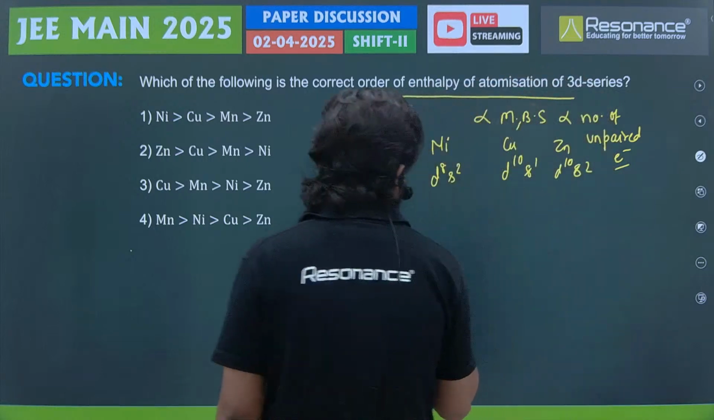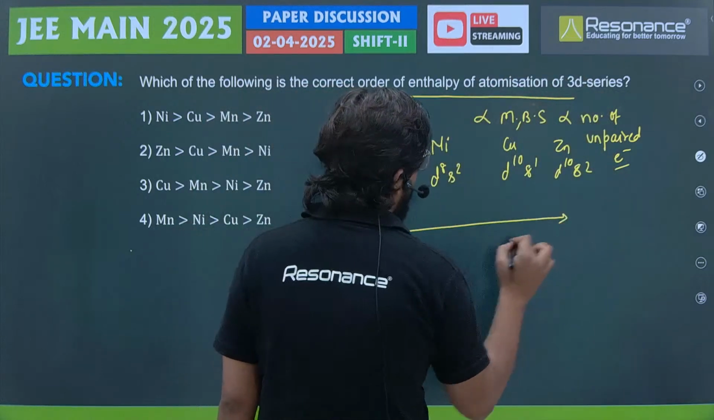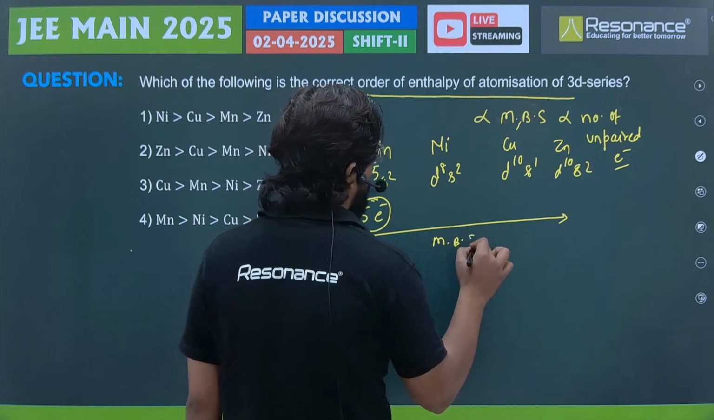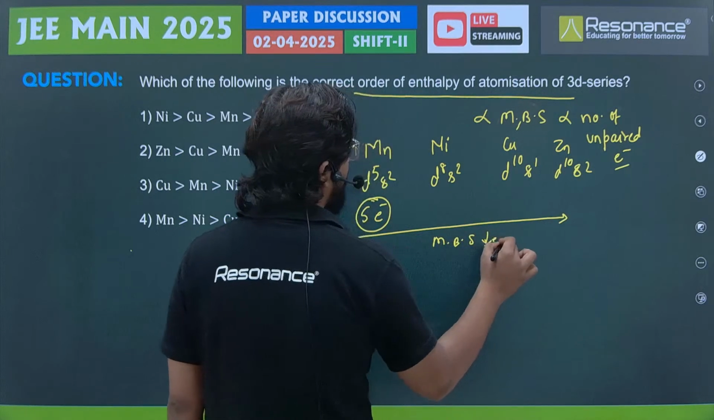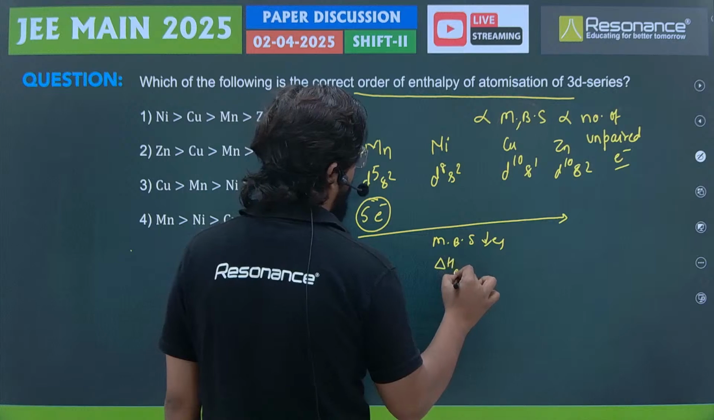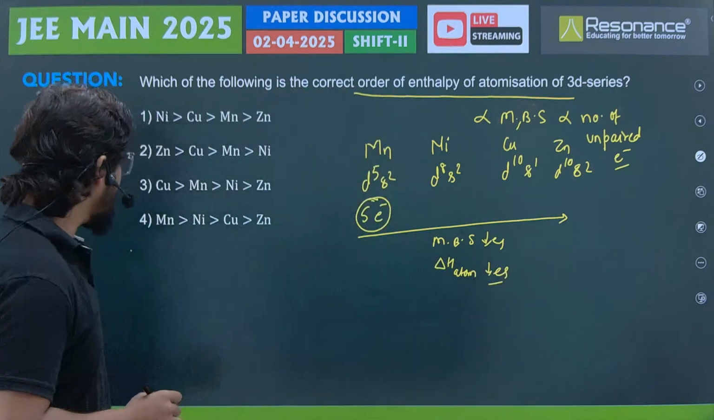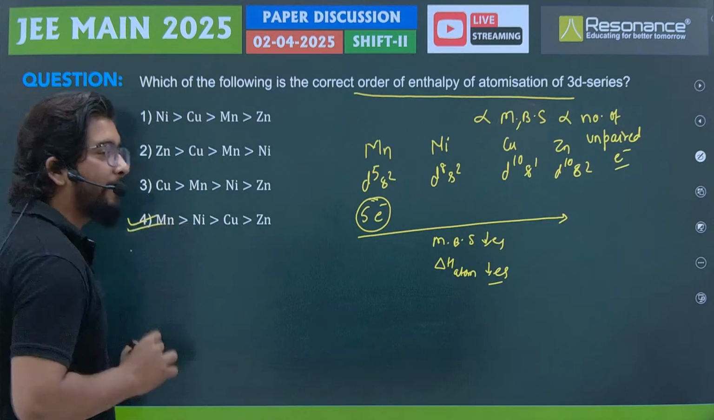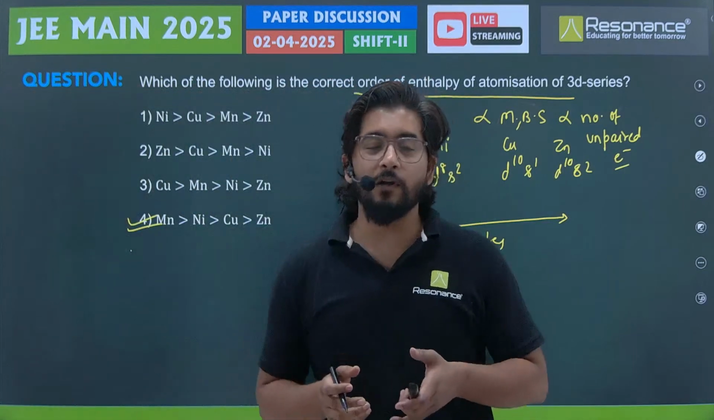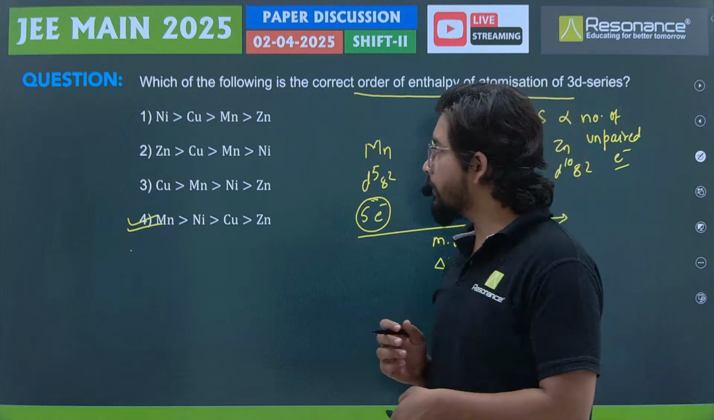So from manganese, nickel, copper, zinc, the number of unpaired electrons decreases, metallic bonding strength also decreases, and enthalpy of atomization also decreases. So which one is going to be the correct option? Option number 4. Basic d block question was there. Now see the next question.